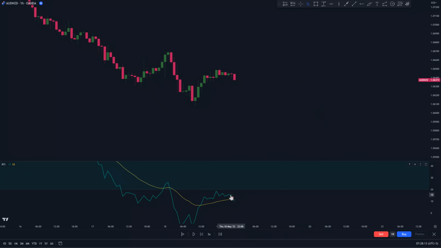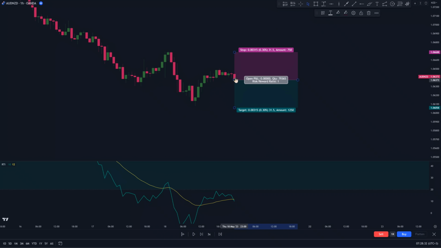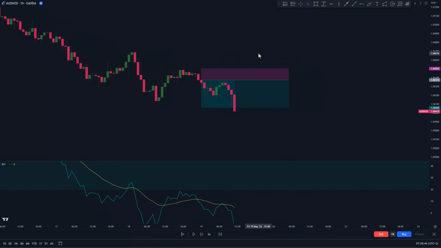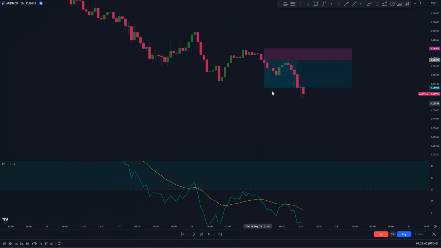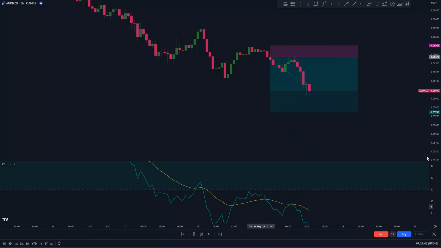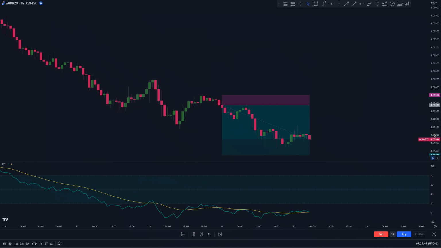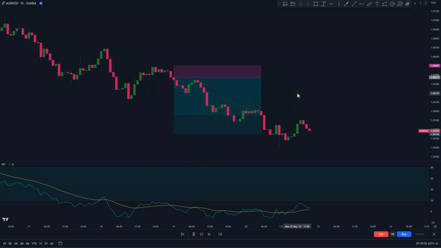Conversely, when the RTI line crosses below this yellow moving average and the crossover happens inside the oversold zone, that could be a signal to sell. And this is exactly how we're going to use this indicator to trade. But in order to have an all-rounded strategy, we're going to add 2 more indicators to the chart.